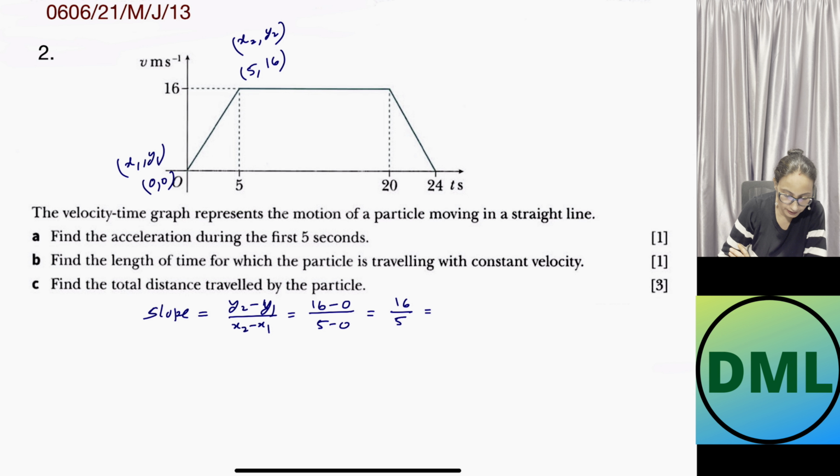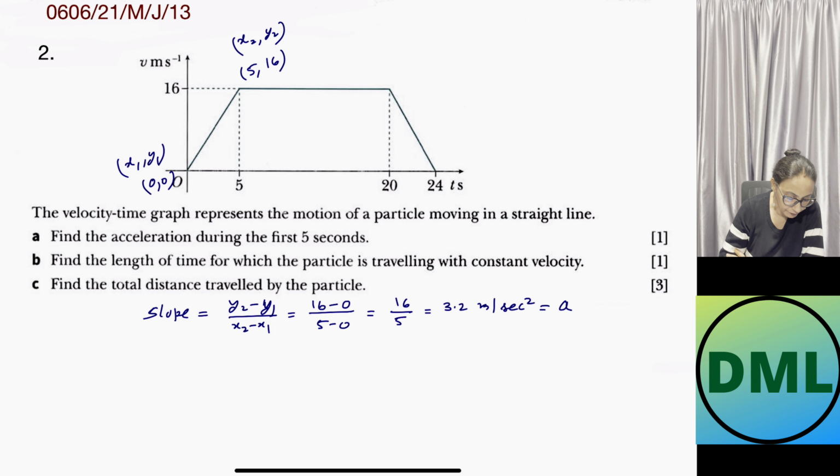If you divide it, your answer will be equal to 3.2 meters per second squared. That will be the acceleration of the particle, which is equal to a. This is my first answer. Let's see the second part here. Find the length of the time for which the particle is traveling with a constant velocity.